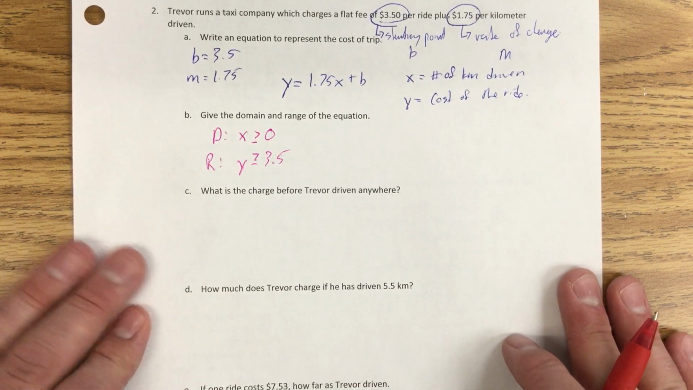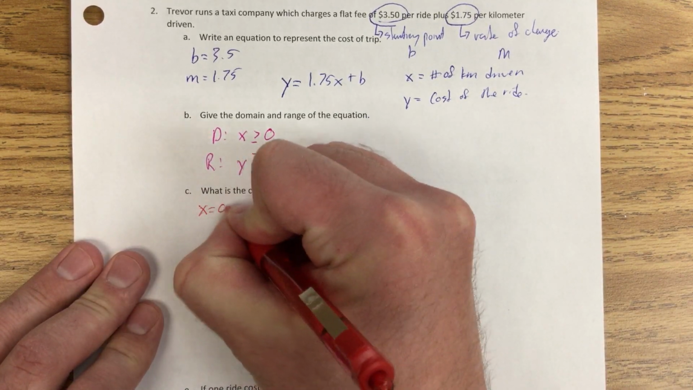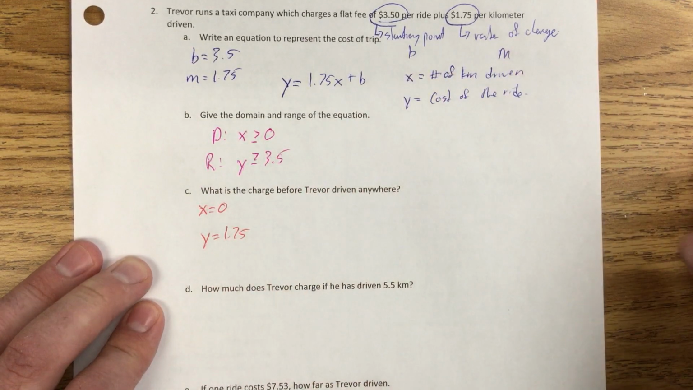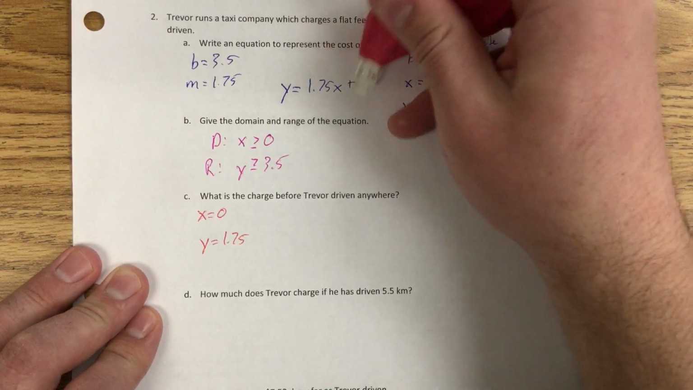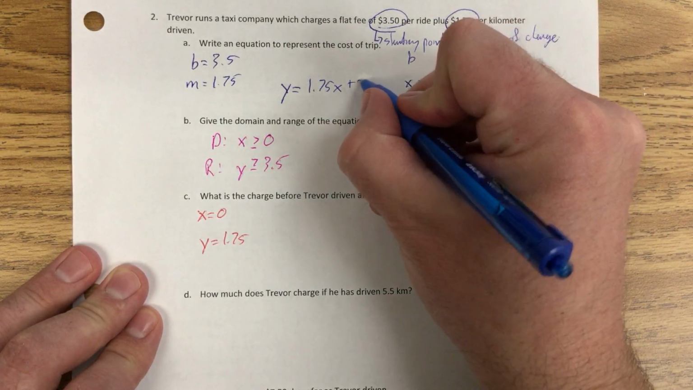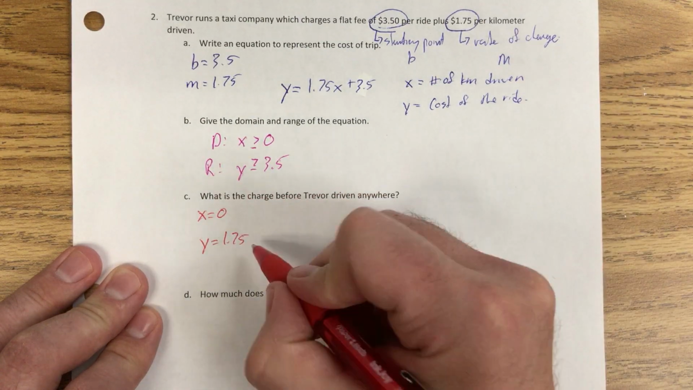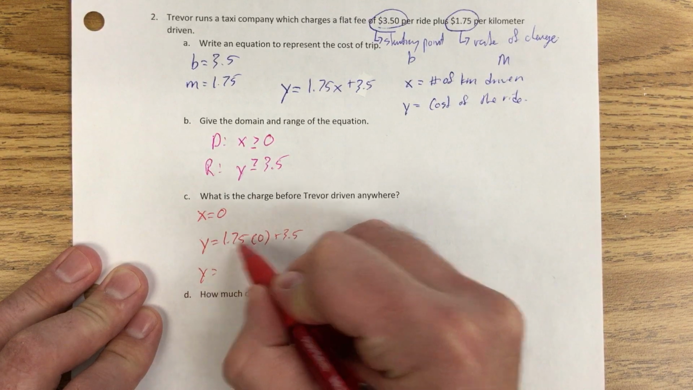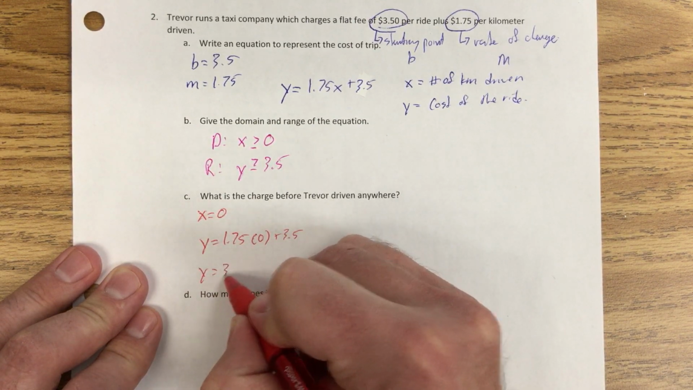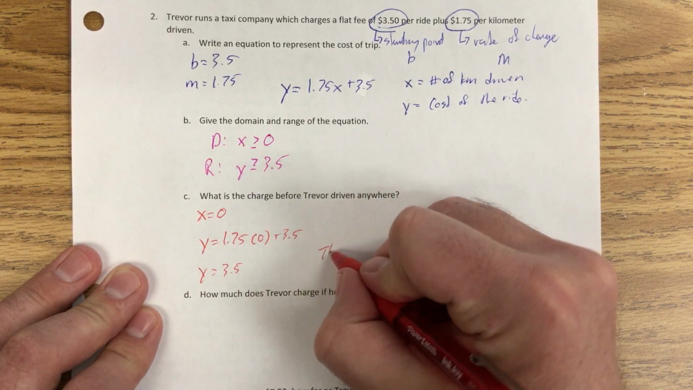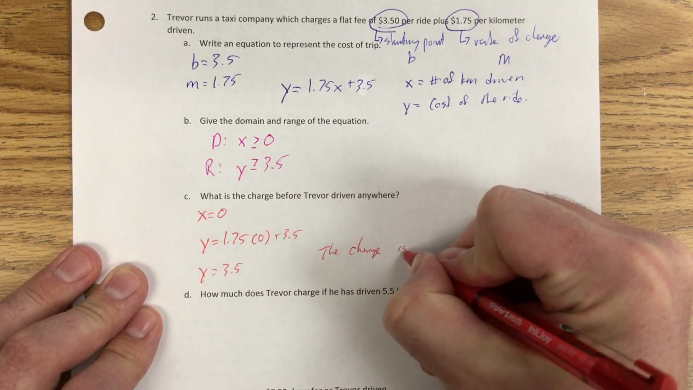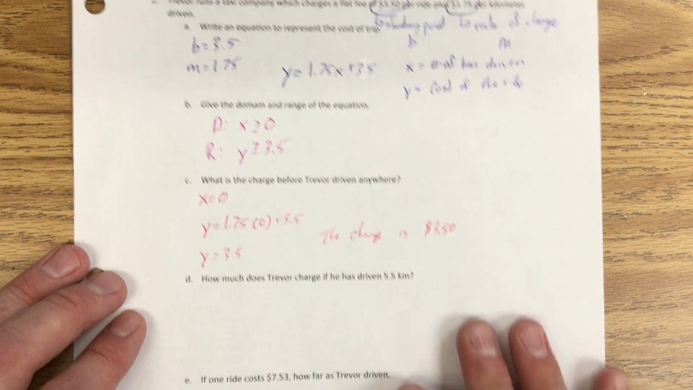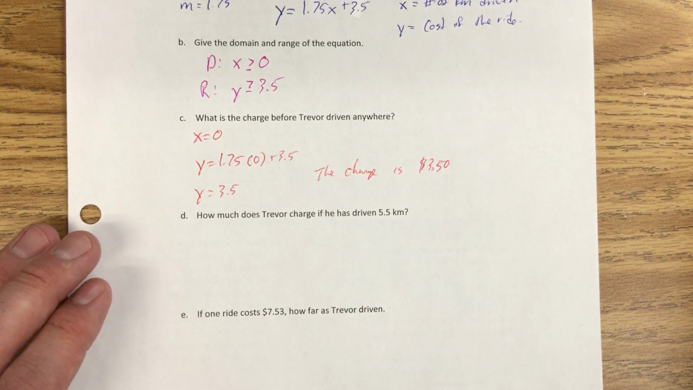Now, what is the charge before Trevor has driven anywhere? This is where x equals 0. So we plug 0 in. y is equal to 1.75, and sorry, I missed that here. I think I said it, but I forgot to put it in. This is 3.5 times 0 plus 3.5. 1.75 times 0 plus 3.5 is 3.5. So the charge is $3.50. That's going to be the charge before he's driven anywhere.